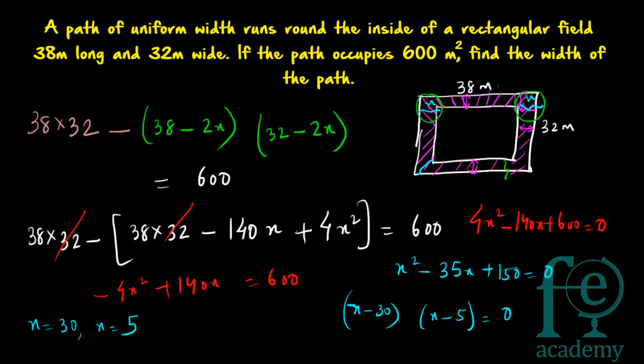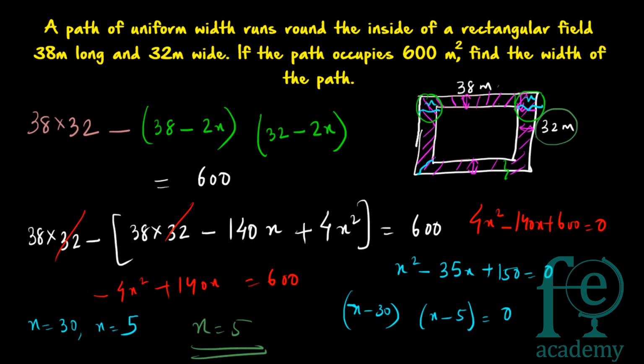So x cannot be 30. Why x cannot be 30? Because it is given that the total length is 38 meter and total width is 32 meter. Okay, total width of the rectangular path itself is only 32 meter. So this small x cannot be equal to 30. So you have only one option, your x should be equal to 5.